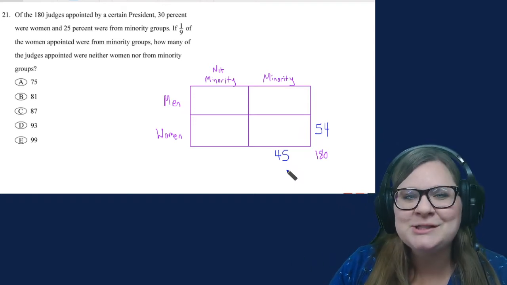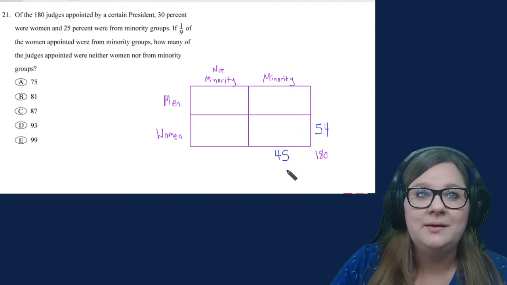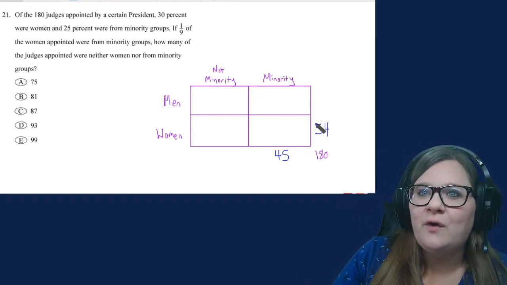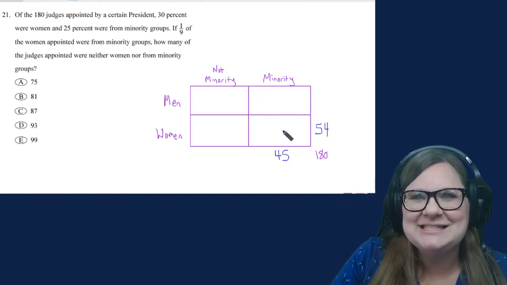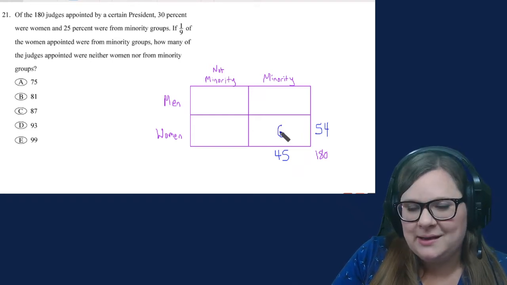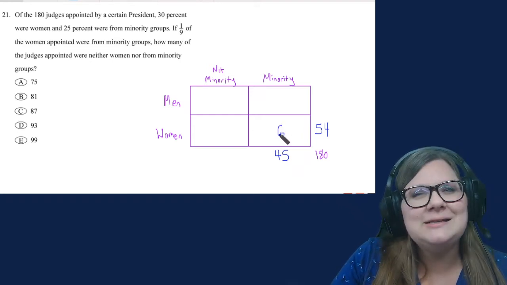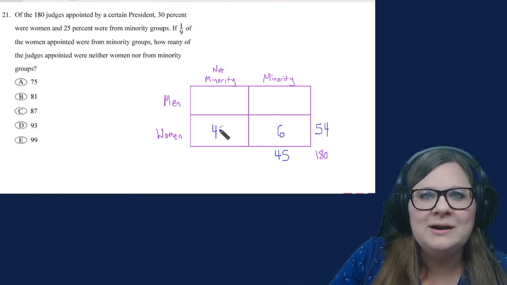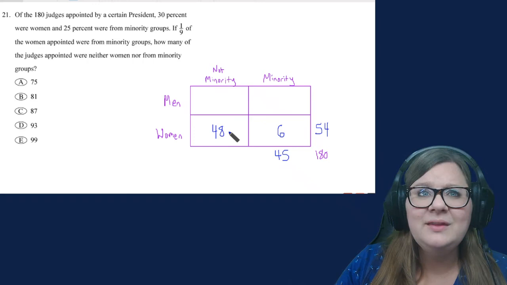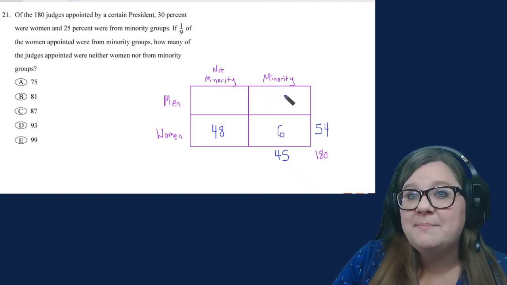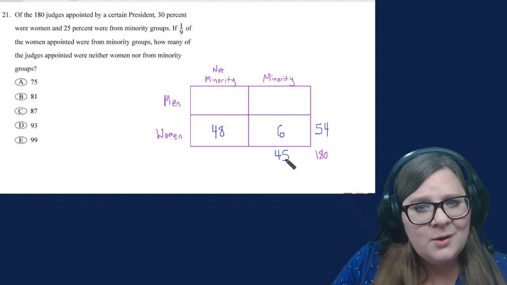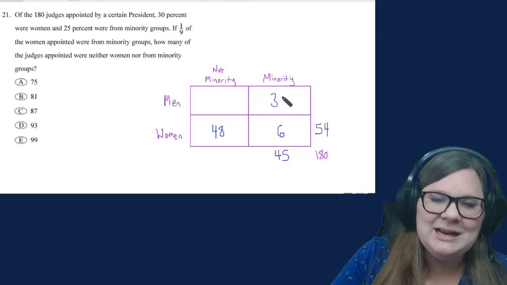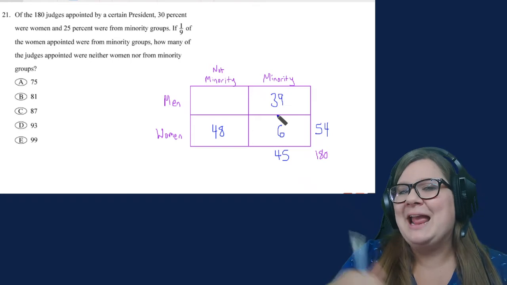The next piece of information I'm given is 1/9 of the women appointed were from minority groups. So of 54 women, 1/9 of that is 6. So 6 had to be in minority groups, which means 48 of the women were not in the minority. Now, I could also say how many men were in minority groups. Well, 45 were minority total, 6 of them were women. That leaves 39 who are minority and men.